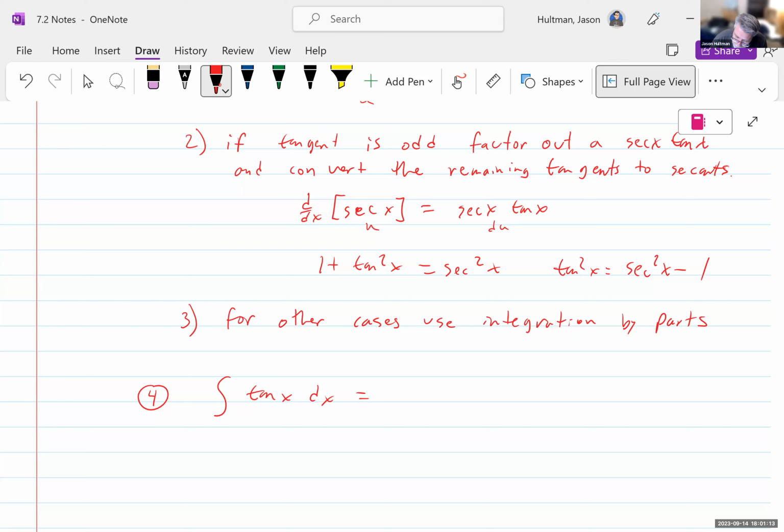Well, sometimes we want to change things into sines and cosines. And I remember that tangent is sine x over cosine x, right? So how are we going to do this? Well, what if I do a u-du substitution? What if I say that u is equal to cosine x? Then what's du? du is negative sine x dx, right?